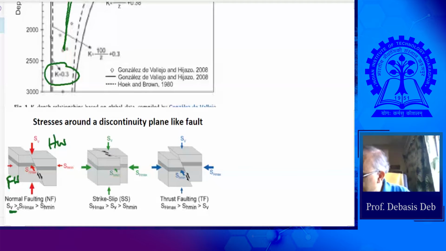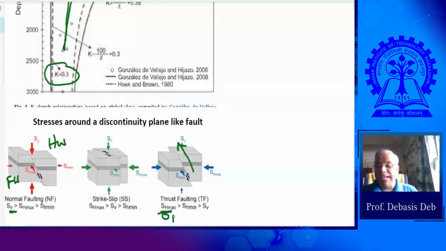Now I come here for a thrust fault, or a reverse fault as it is also called. Here definitely this sigma H is pushing it up along this. So this should be the sigma 1. This is becoming my sigma 1.